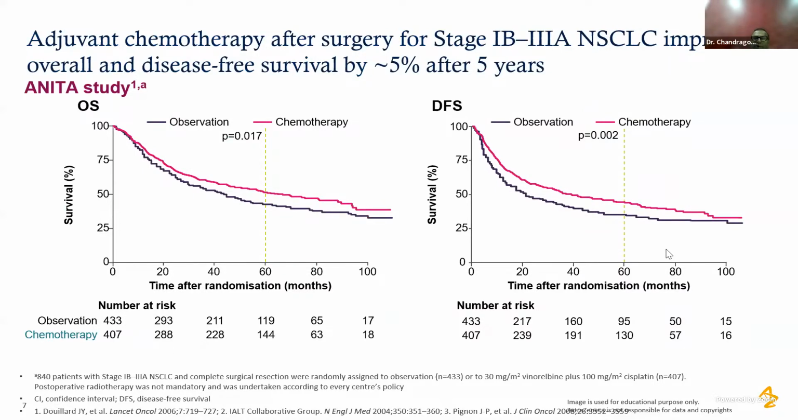To circumvent that to an extent, adjuvant chemotherapy after surgery for stage 1B to 3A NSCLC improves absolute overall survival by 5% at 5 years. Initially, the studies looked at tumors larger than 4 centimeters. How much is the benefit? What is the absolute benefit in the trial? The absolute OS was around 5%, and there was also a significant DFS benefit.